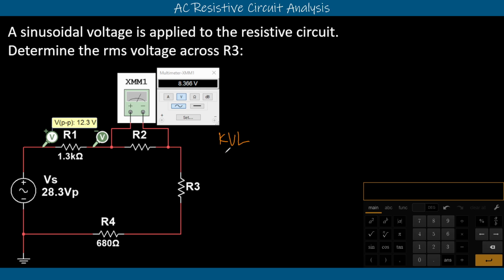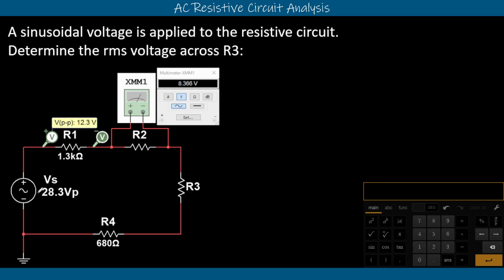KVL says if we know what our voltage source started out as, we can subtract the voltage across R1, voltage across R2, and voltage across R4, and we'll end up with the voltage drop left over R3. And since we want that in RMS, we might as well put all these other ones in RMS so that we can make that subtraction easier on us. So that's going to be our pathway.